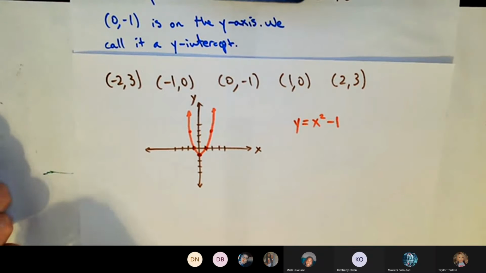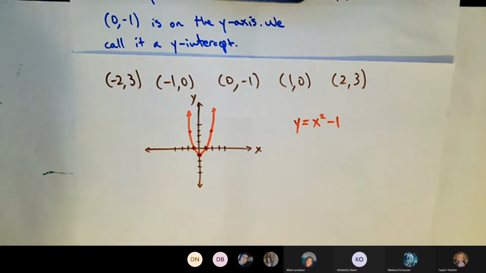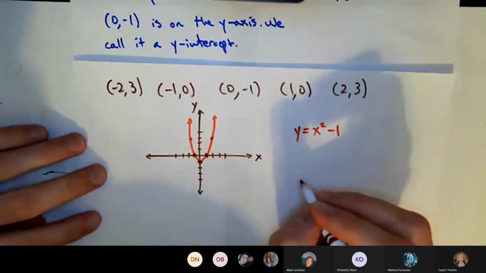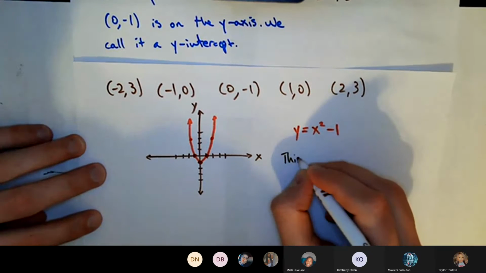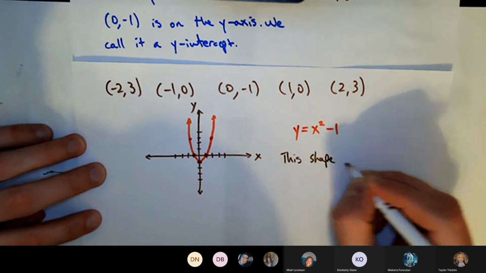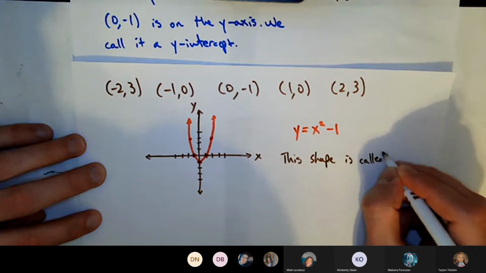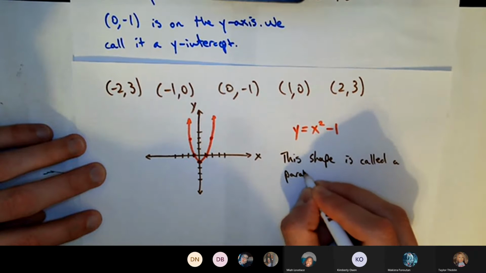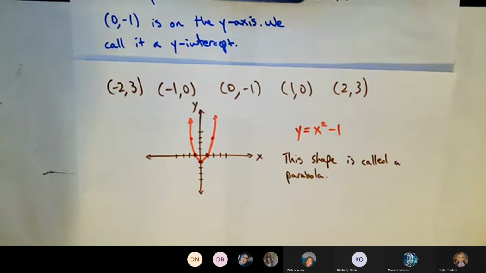So that's how we connect these points, and show the infinitely many points that satisfy this equation. And just for a vocabulary term, this U shape is called a parabola. Okay.